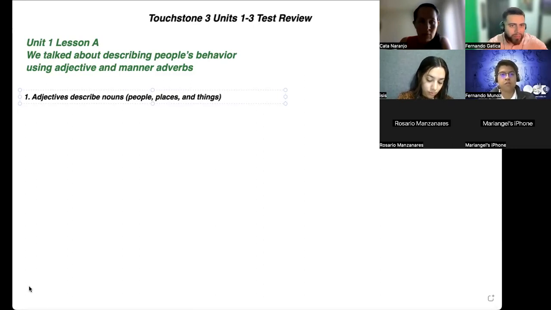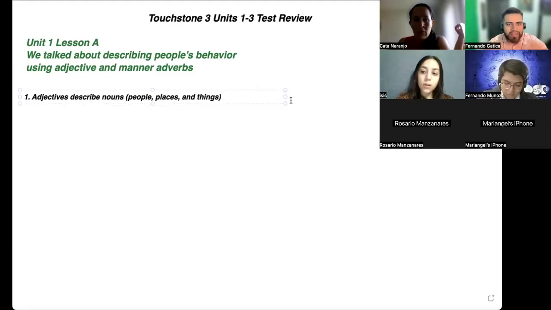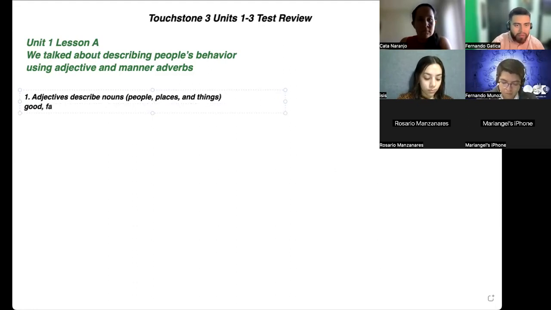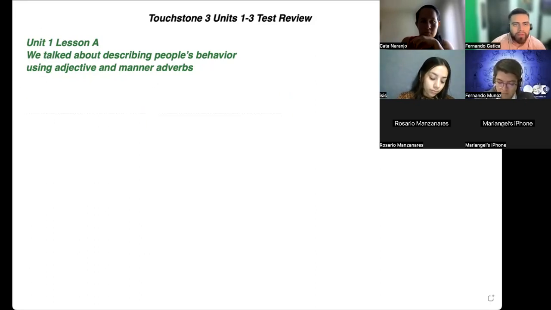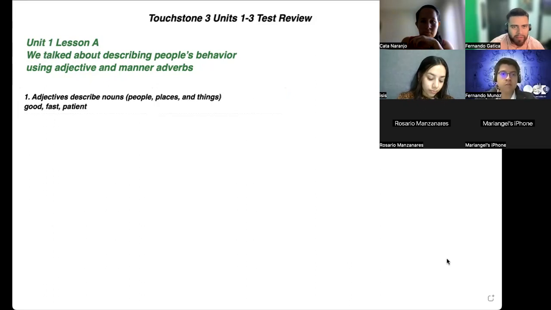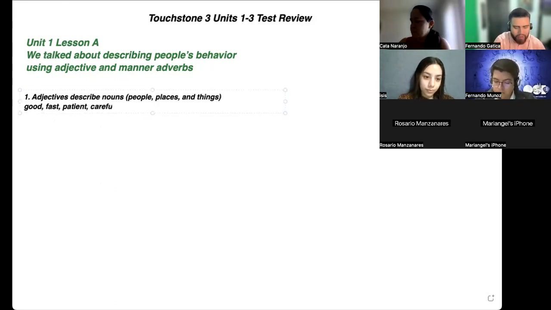And some of the most important adjectives from this lesson, I think, are good, fast, and patient. From this lesson specifically: good, fast, patient, and maybe careful. Of course, there were like 15 adjectives in this lesson, but these are the most important.